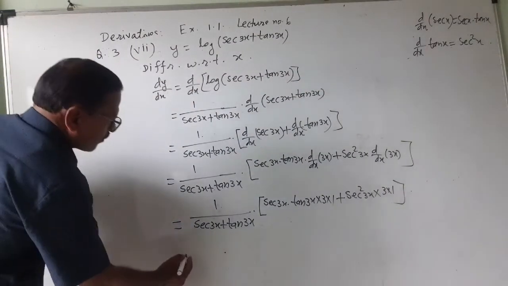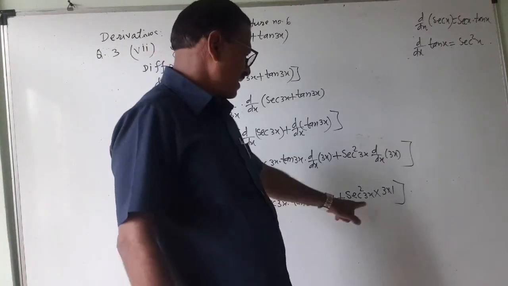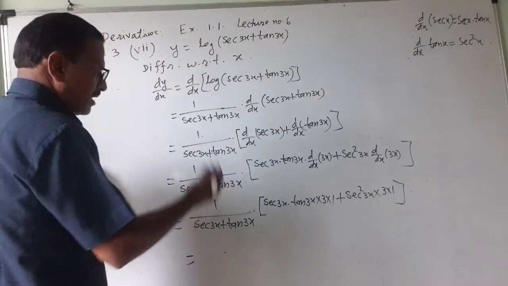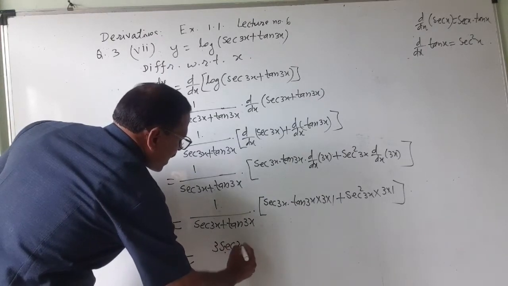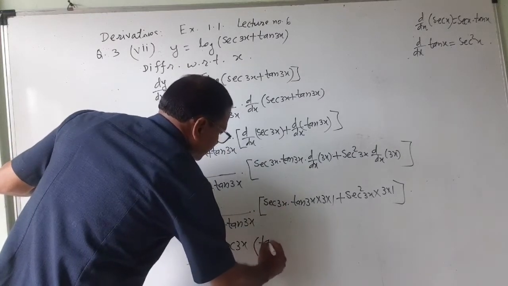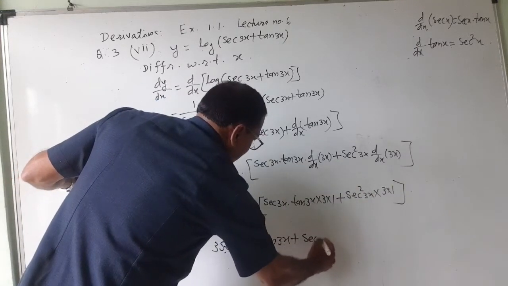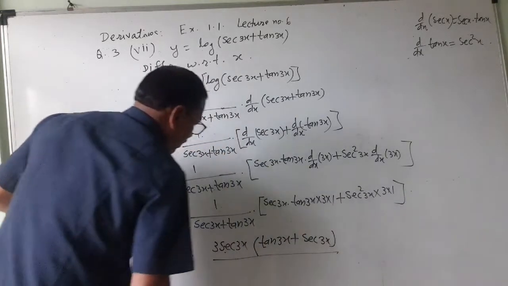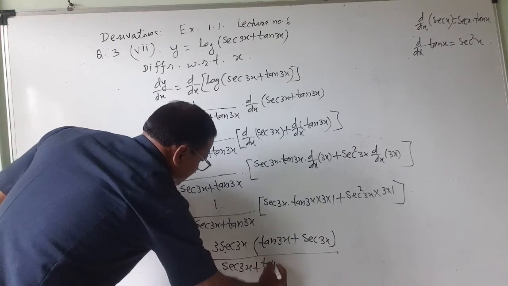So now next, what common can we take? Here sec is there, here sec is there, and 3 is there, 3 is there. That much part we will take common. So 3 sec of 3x is common. What is remaining there? Tan 3x is remaining, plus 1, since sec is taken, 1 will be remaining: sec of 3x upon sec of 3x plus tan of 3x.